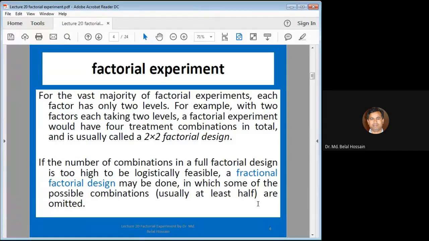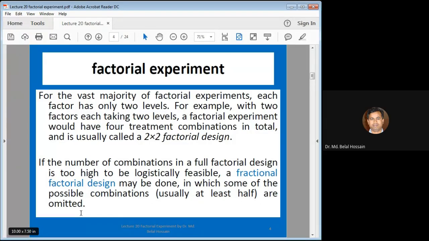So next topic is fractional factorial design. Fractional factorial design is when you will not get all the values in that treatment combinations. If the number of combinations in a full factorial design is too high to be logistically feasible, a fractional factorial design may be done in which some of the possible combinations, or at least half, are omitted.